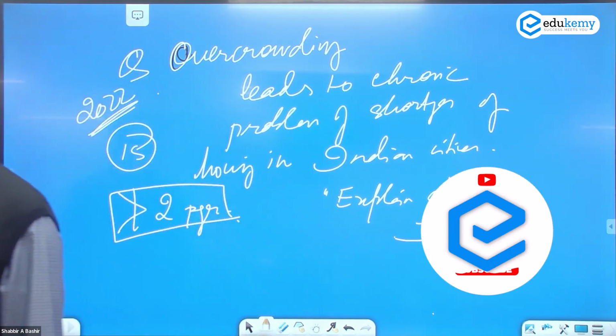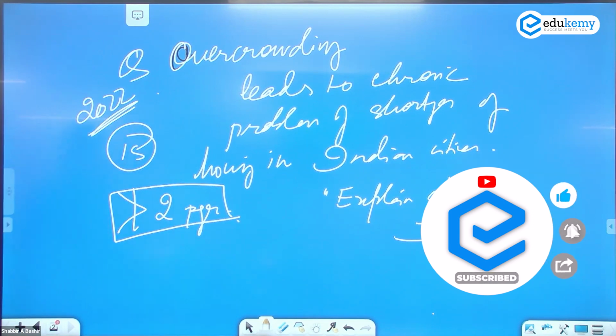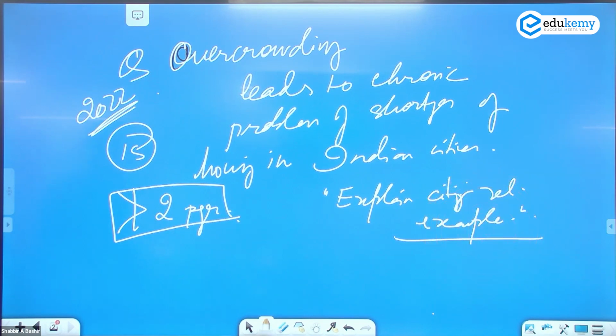But this is not a question where you can say it is out of syllabus. It is a very, very open, straight question. Overcrowding leads to chronic problems of shortages in housing in Indian cities.